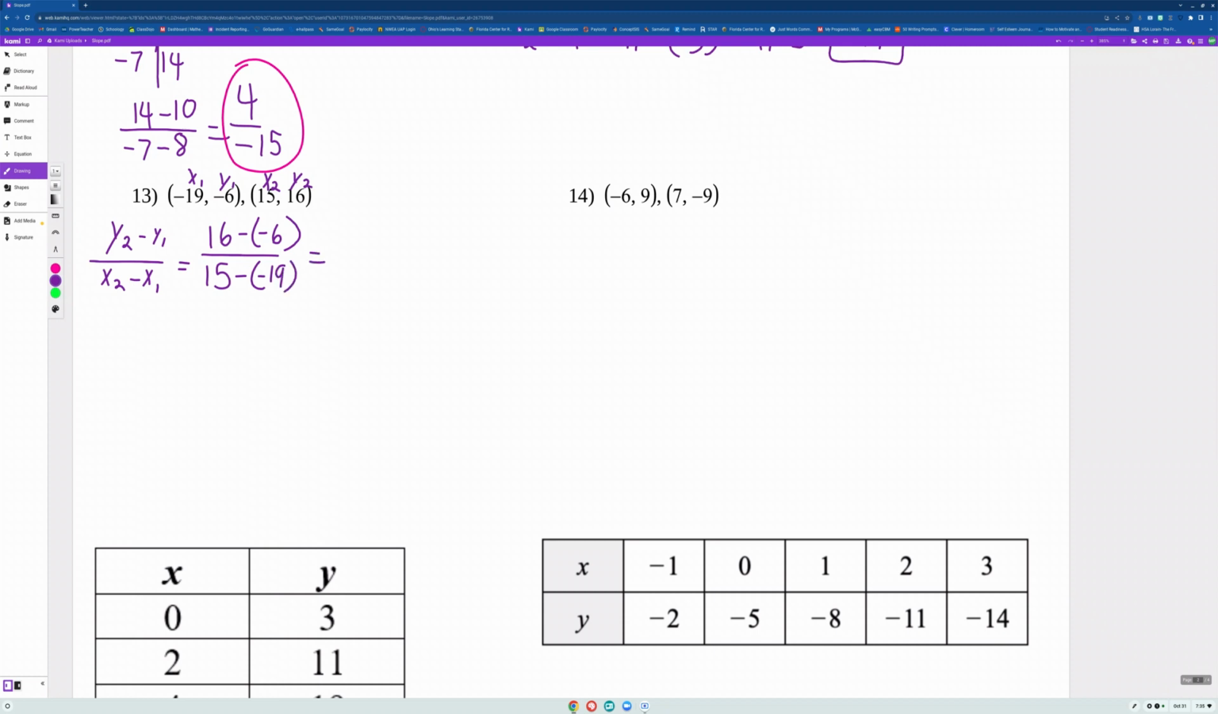So once these simplify, this is going to be 16 plus 6, because again, I'm subtracting a negative. And that same thing's going to happen on the bottom, where it's going to become 15 plus 19.